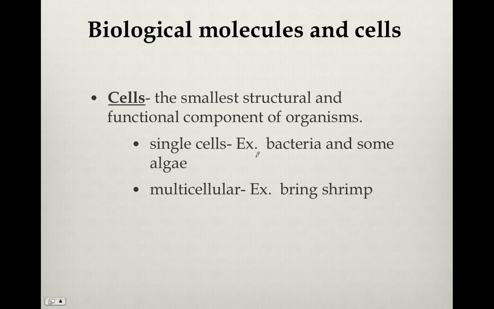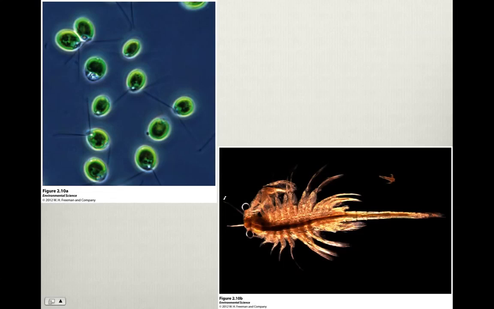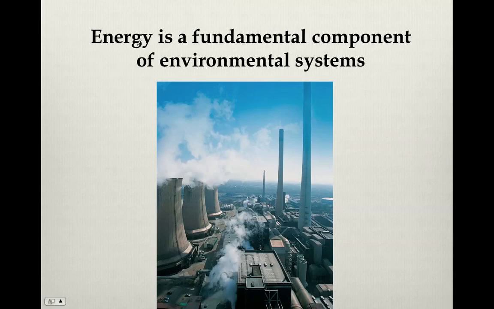Cells, again, are the smallest structural and functional component of organisms. We have single-celled organisms, and we also have multicellular. Here's a single-cell organism, here's a multicellular one. This is brine shrimp. We'll be doing an experiment with brine shrimp later.